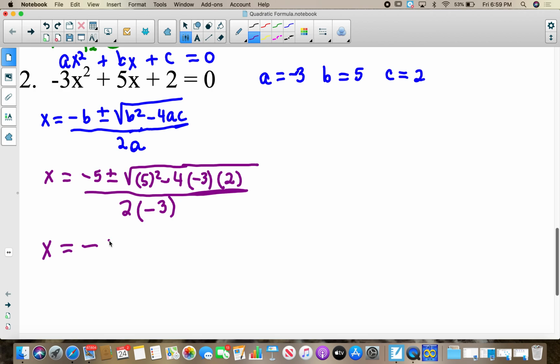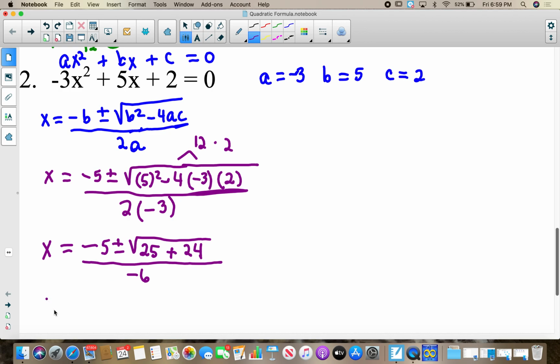So I have negative 5 plus or minus the square root of, I'm going to simplify this, 5 squared is 25. Negative 4 times negative 3 gives us positive 12, times 2 gives us positive 24. And that is all over 2 times negative 3, which is negative 6.